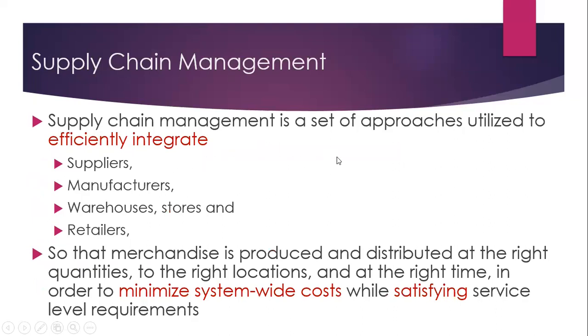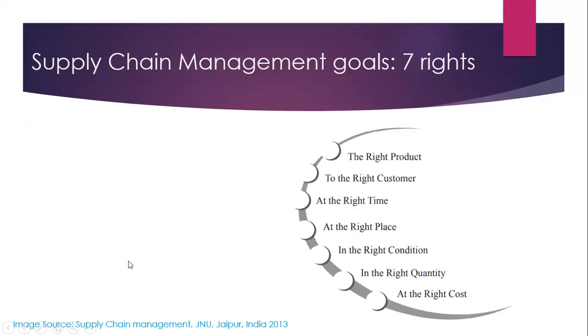So supply chain management is a set of approaches utilized to efficiently integrate suppliers, manufacturers, warehouses, stores, and retailers so that merchandise is produced and distributed at the right quantity to the right location and at the right time in order to minimize system-wide cost and satisfy service level requirements. So these are a few rights. Let us see what are the various rights I have taken from this source, this picture. So it is the right product, right customer, right time, right place, right condition, right quantity, and right cost.